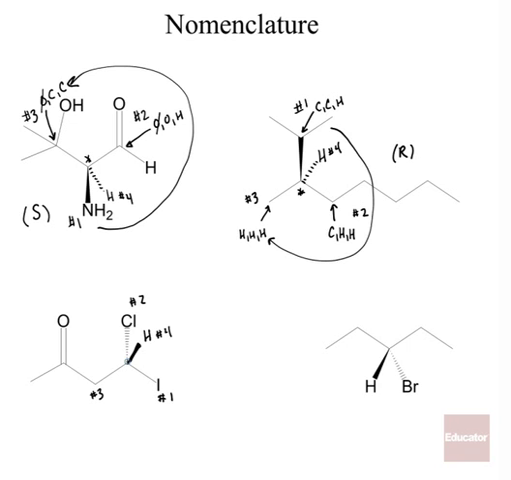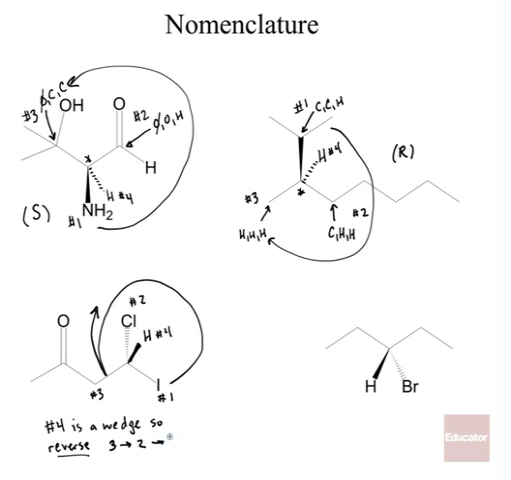So let me show you what we're going to do. We're going to go from 1 to 2 to 3, and then we're going to back it up and go backwards, and instead we're going to go from 3 to 2 to 1. Okay, so number 4 is a wedge, so we're going to reverse our rotation. In other words, we're going to go from 3 to 2 to 1, and then look at that rotation. From 3 to 2 to 1, this is a clockwise rotation, and clockwise is always the R configuration.